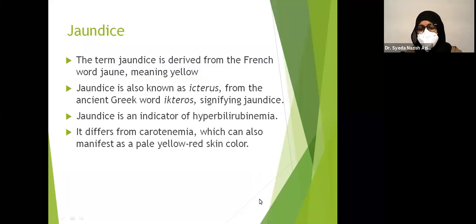Jaundice is essentially an indicator of hyperbilirubinemia. It differs from carotenemia, which also manifests as a yellowish discoloration of the skin. But the yellowish discoloration in carotenemia is a little bit different. It's more orangish in carotenemia compared to the yellow tone in hyperbilirubinemia.